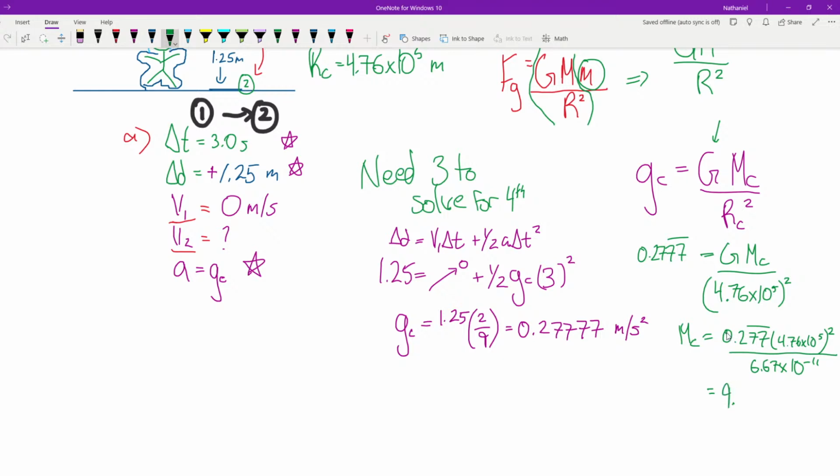So, what are we going to say? 9.4 kilograms? Is that it? Alright. That makes sense. Does that make sense? 9 kilograms for a planet? Something is up here. Something is up.